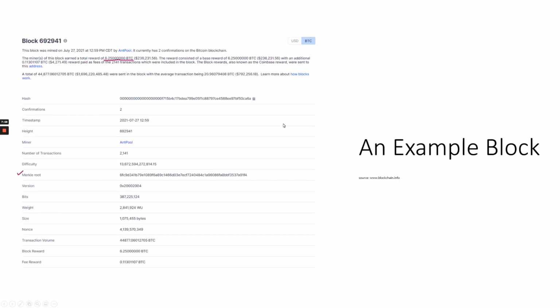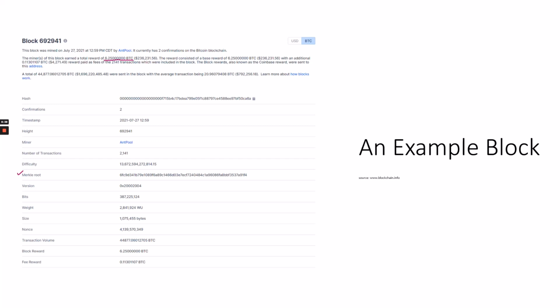Again, from blockchain.info, we have an actual block that was added to the blockchain. If you look at some interesting details here, look at this line. The miners of this block earned a total reward of 6.25 bitcoins. This value used to be 25 bitcoins. But as we discussed earlier, every 4 years or every 210,000 blocks, the reward that you get for mining halves. So we went from 25 to roughly 12 to roughly 6 now, and we expect this to reduce in the future, as we discussed earlier.